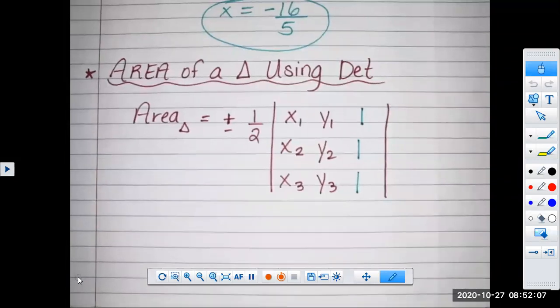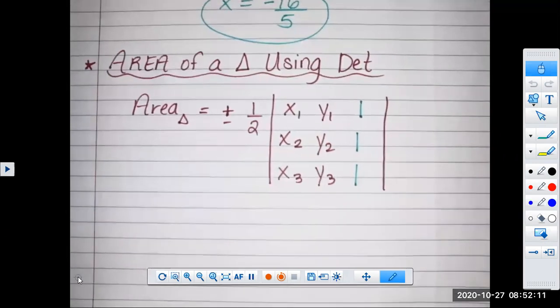Okay, I believe most of you saw this last year in Algebra 2 trig as well. You can actually use determinants to help you find the area of a triangle that's graphed in the coordinate plane, as long as you know its 3 vertices in ordered pair form.